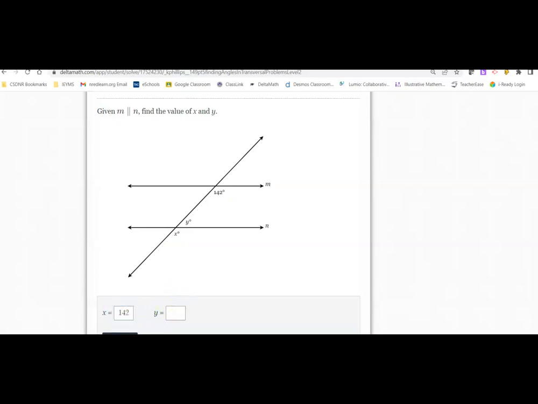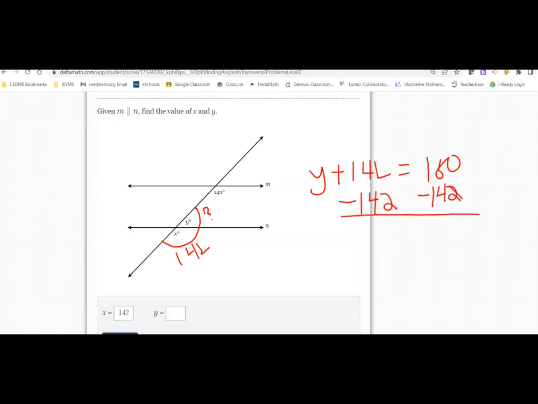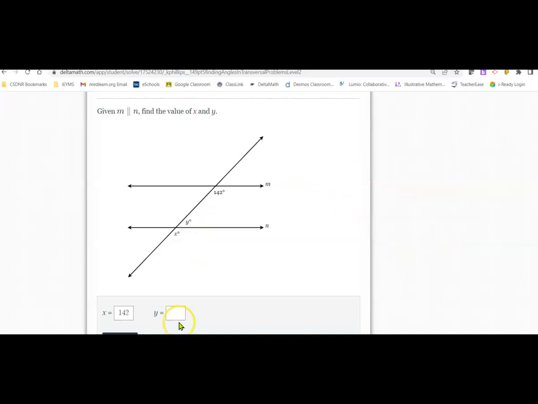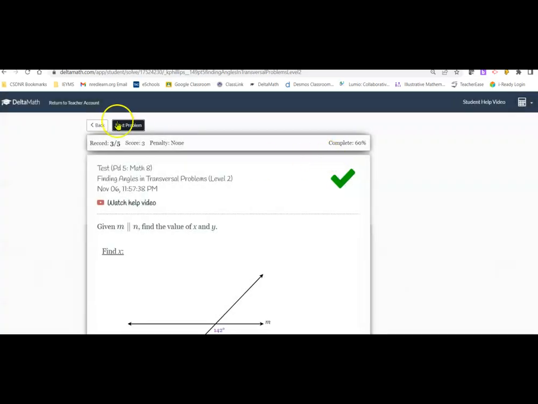But angle y, okay, is supplementary. So angle y, my missing angle, y plus 142, that would equal 180. My marker's acting funny, but I would subtract 142 from both sides. And y is equal to 38. It looks crazy, but I think you get the math. So don't be scared if they ask you to find more than one angle.